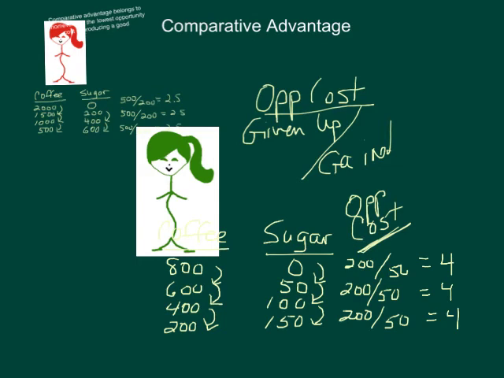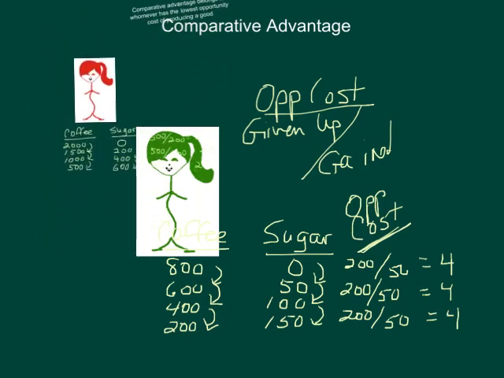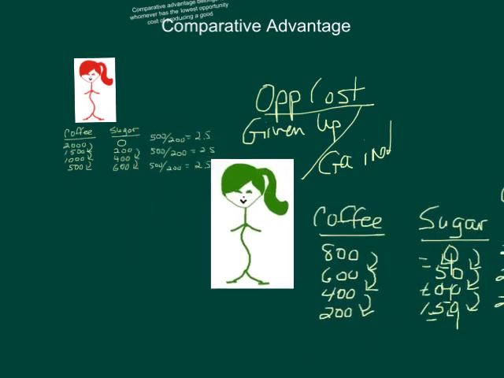Okay, so which farmer should be growing sugar? The answer is whichever farmer gives up the least in the amount of coffee. So whichever farmer can add sugar to the mix without giving up a whole lot of coffee, they're the ones who are going to grow sugar. And which farmer is that? That is our red farmer here. We'll move this one aside.